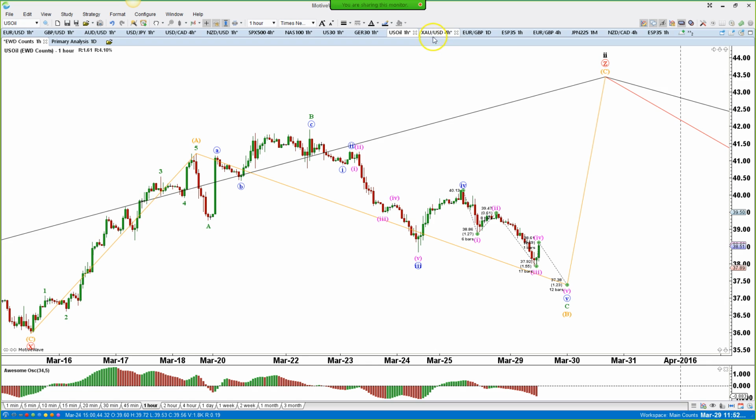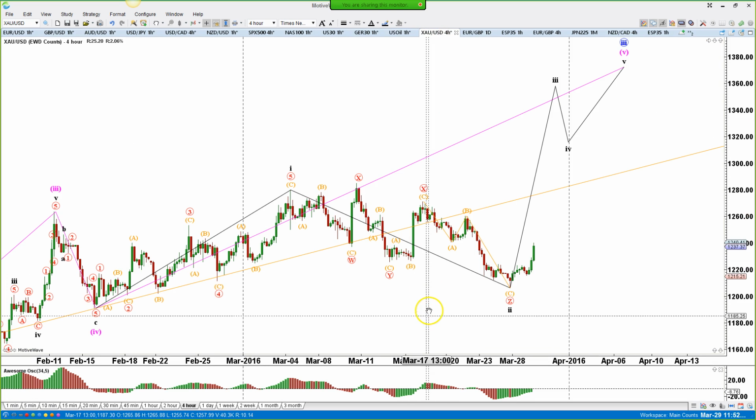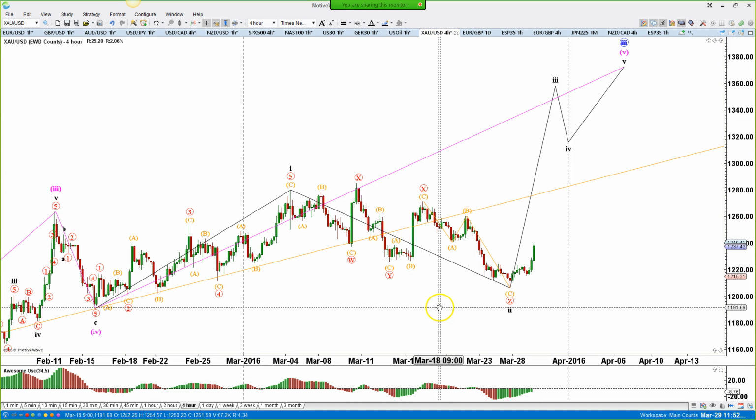Very good. And now the last instrument that I'm going to cover today is gold. That is one of my favorite instruments to trade this week.